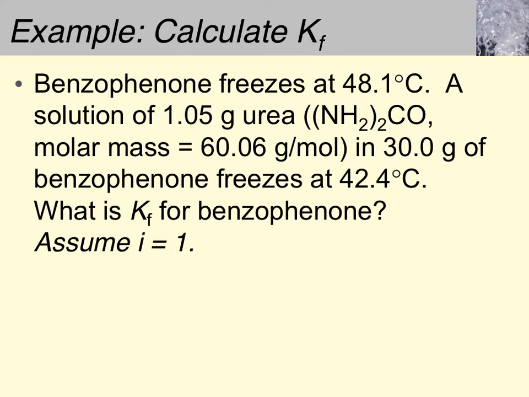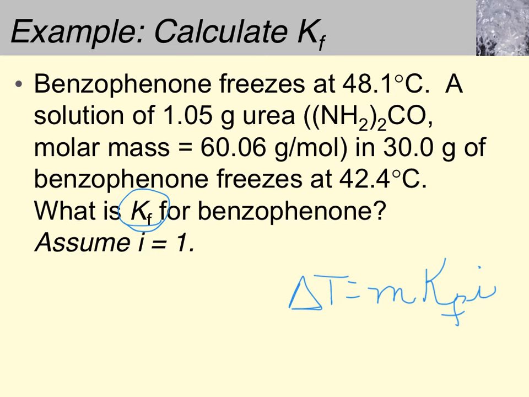So here's an example. These are pretty easy calculations to do. The formula again, delta T equals molality times the freezing or boiling point constant. This one's asking for freezing point times the van't Hoff factor. I would suggest putting the video on pause, seeing if you can do it yourself.